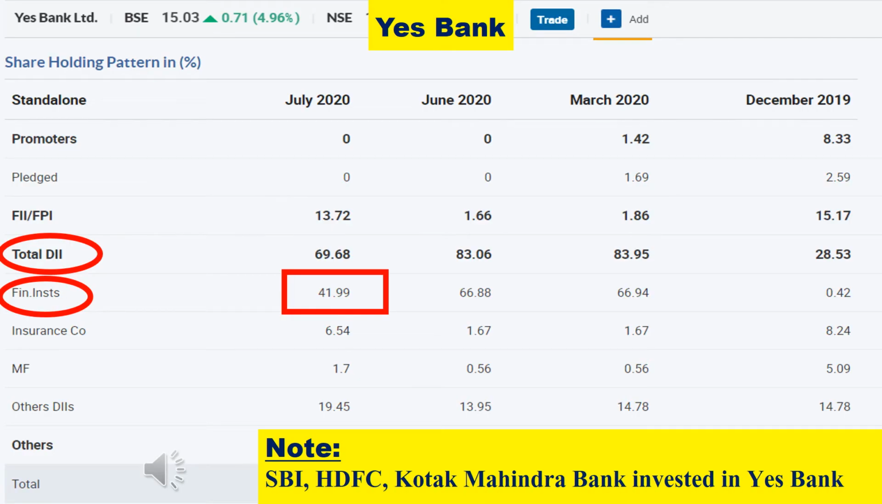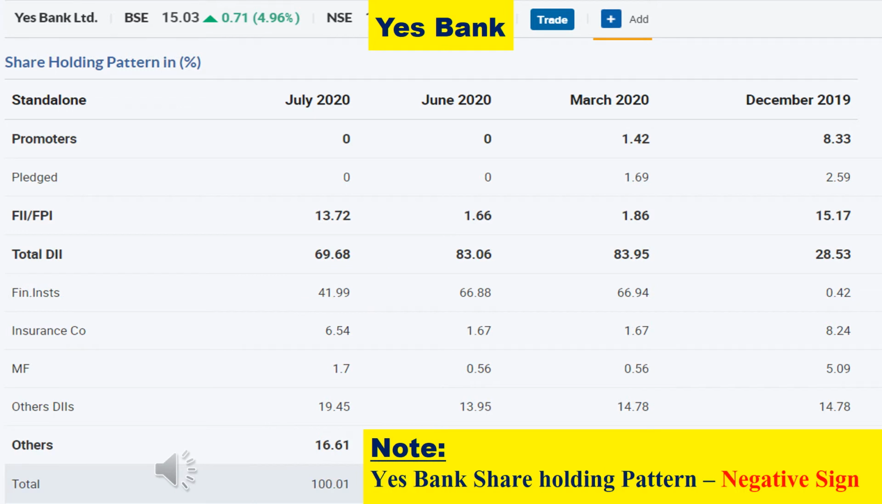In Yes Bank, only one positive thing happened. Recently, SBI, HDFC Bank and Kotak Mahindra Bank invested a huge amount in Yes Bank. This is positive news for Yes Bank. That is why, under the total DII category, in financial institutions, 42% shares are mentioned. In Yes Bank, the shareholding pattern parameter is a negative sign. But at any cost, the Indian government will not allow any bank to go bankrupt. So, we have to wait and see the performance of Yes Bank, and if they start performing well, then we can think of investing in Yes Bank.